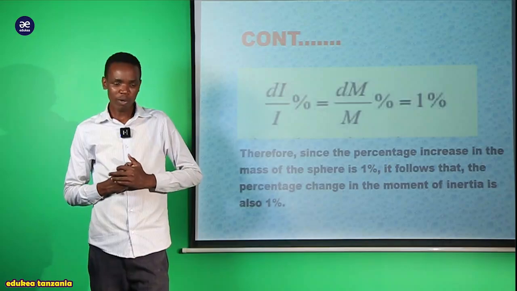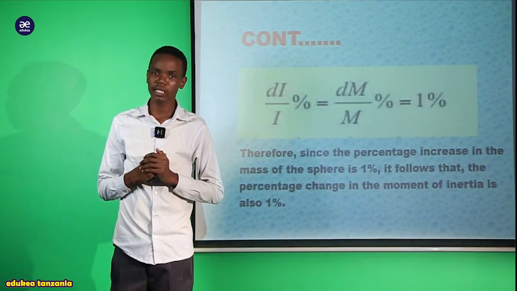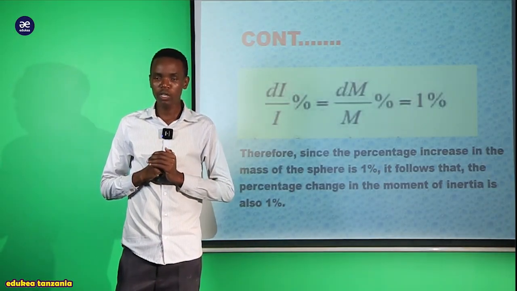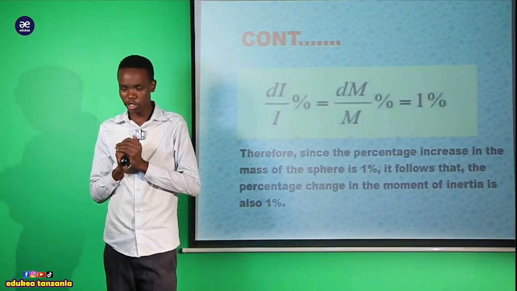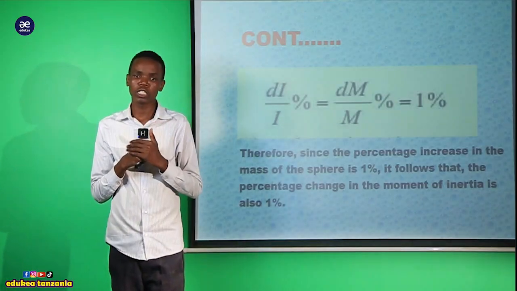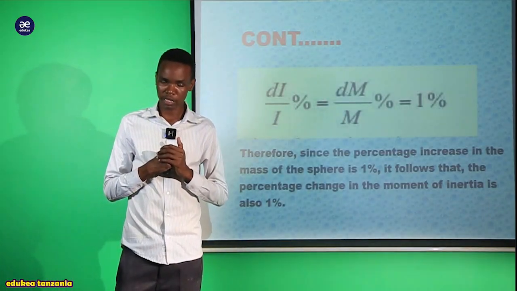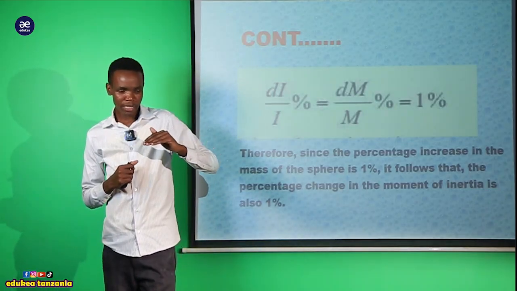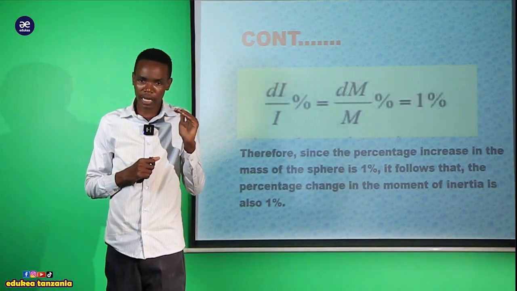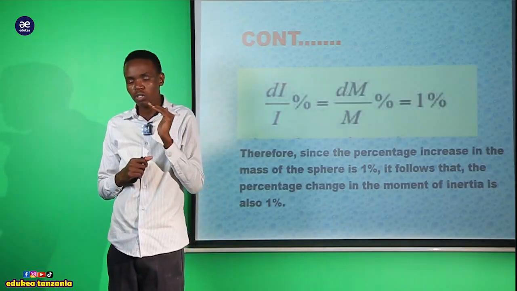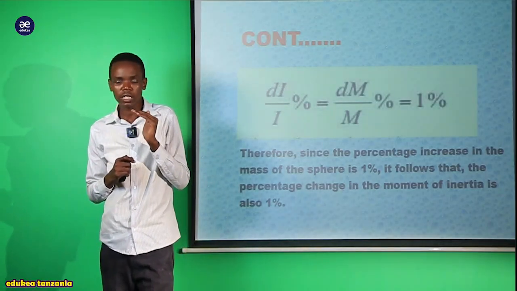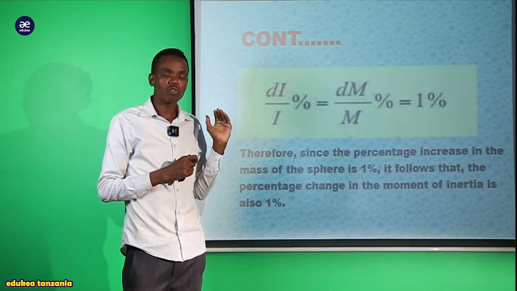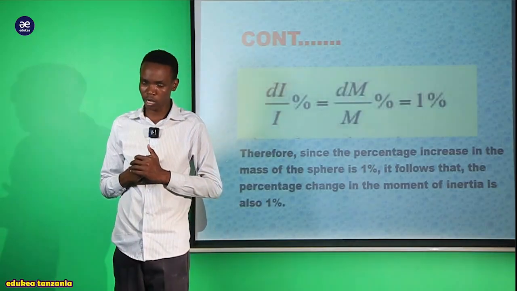Why do we say this is a percentage increase? As we know, the moment of inertia is directly proportional to the mass. If it is directly proportional to the mass, when the mass of a solid sphere increases, it causes the moment of inertia to increase also.